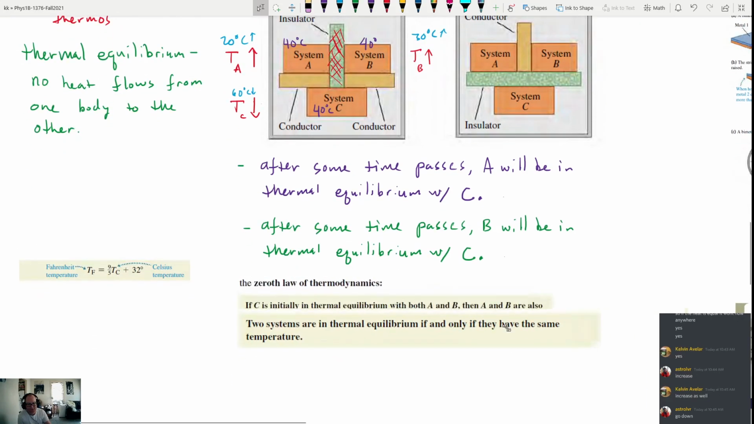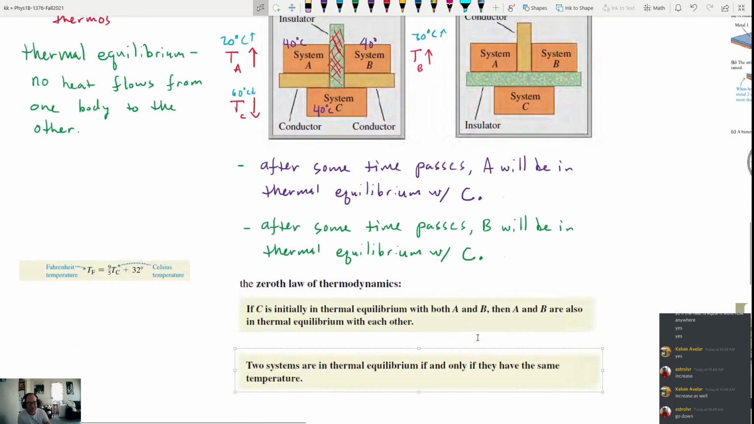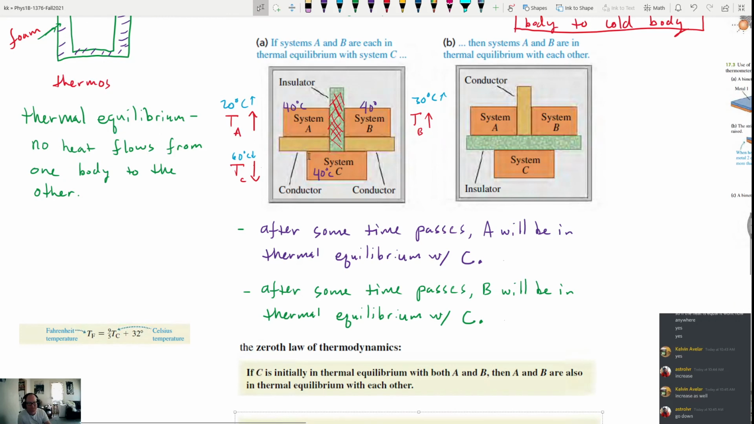Let me expand this so you can actually read what's written here. The Zeroth Law of thermodynamics says that if I have a system C, here's system C, that's in thermal equilibrium with both A and B, then A and B are also in thermal equilibrium with each other. So if these two are both in thermal equilibrium with the same object, that means that system A has the same temperature as system C, system B has the same temperature as system C, and therefore A has the same temperature as B.